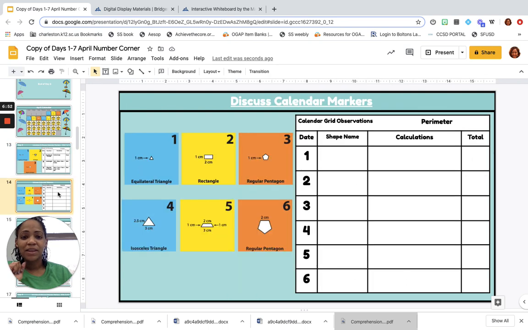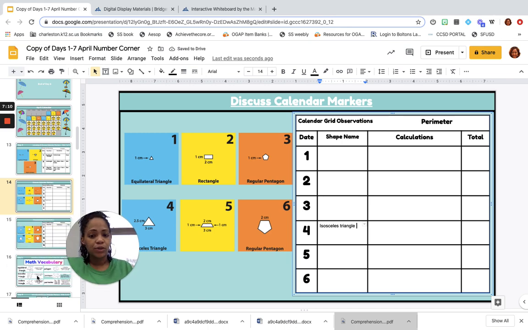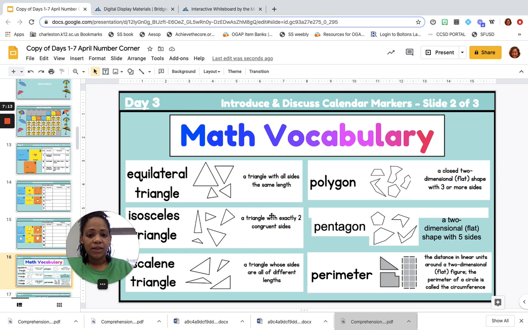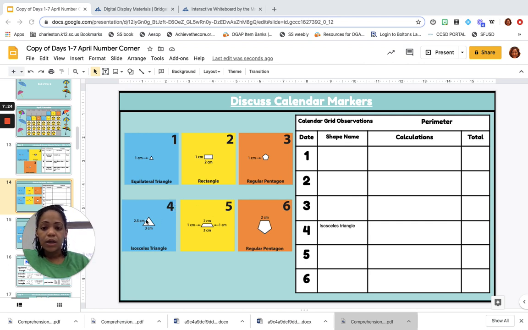Let's keep moving. We've done 1, 2, and 3. Let's start with 4. What kind of triangle do we see here? Good. This is an isosceles triangle. And if you remember before, and if you don't, let me show you. An isosceles triangle has 2 sides that are the same, that are congruent. They are the same length, same measurement. The other side's not. So if we look at number 4, or a calendar marker for number 4, they give us 2 sides out of the 3. So we should now understand that isosceles means 2 sides are the same.